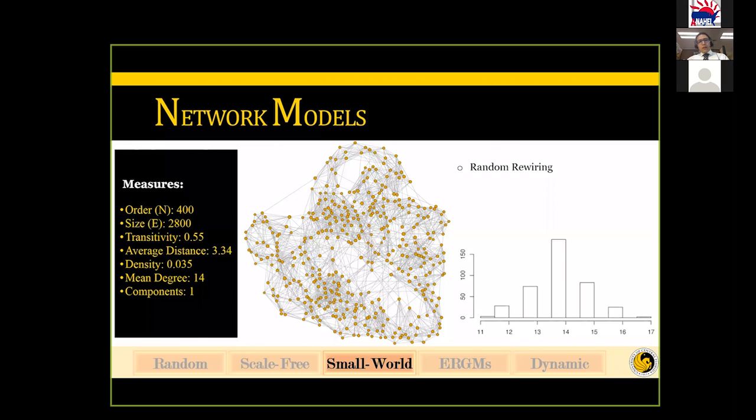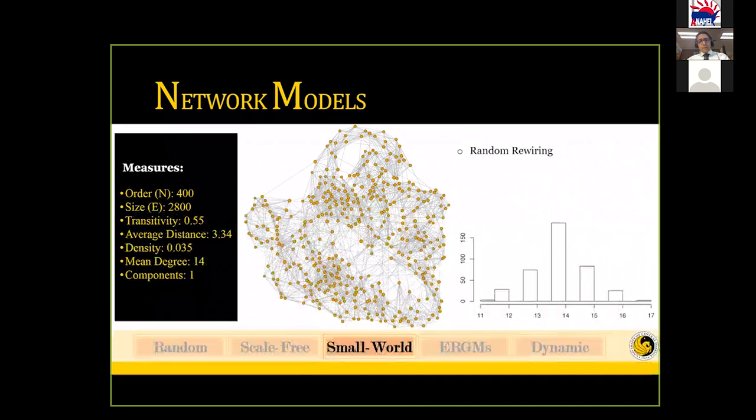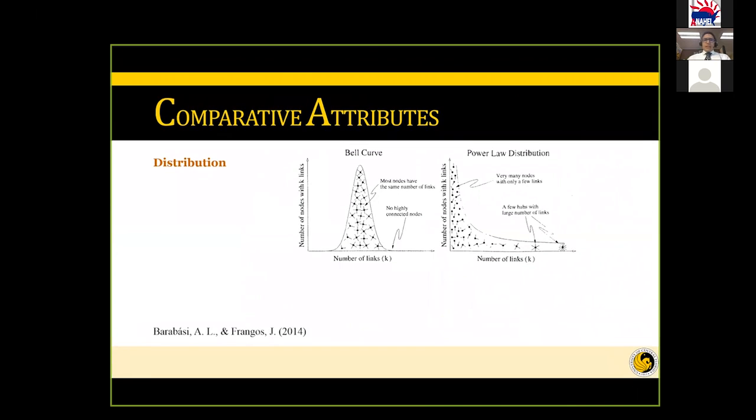Now you might say, okay, we know these 3 networks now, but how are they useful in studying complex systems? That's the topic of the next 3 slides I have before talking about the last couple of models. So here again, I'm showing the distribution. As you can see on the right, we have the power law distribution, which is for scale-free networks.